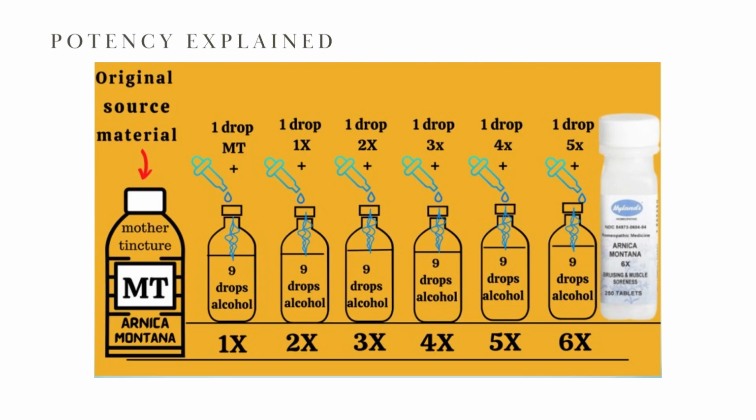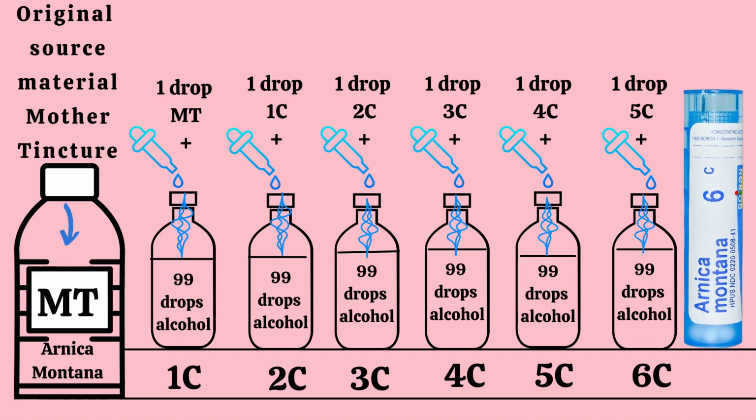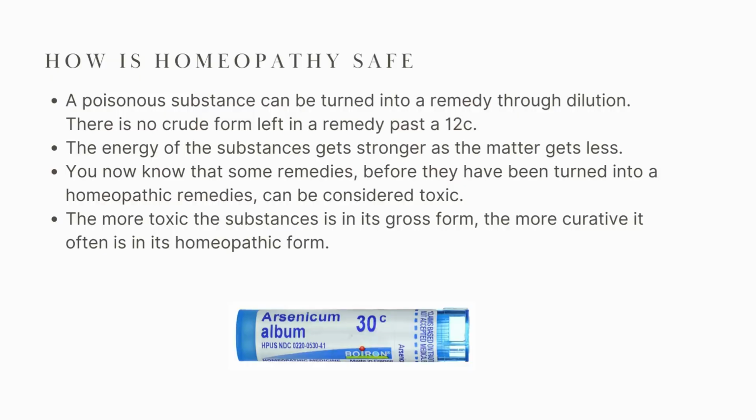So here's your original mother tincture. 1 drop of the mother tincture, 9 drops of alcohol. And you'll do that again and again and again until you get the 6X. Okay, and then with the C, you're dealing with 1 drop of mother tincture to 99 drops of alcohol. So if you wanted to make a 200, you would do that 200 times. It takes a lot of time.